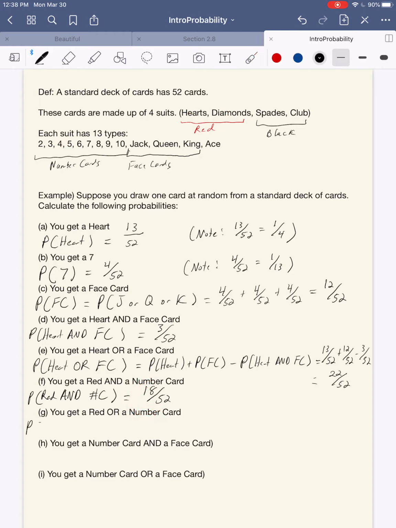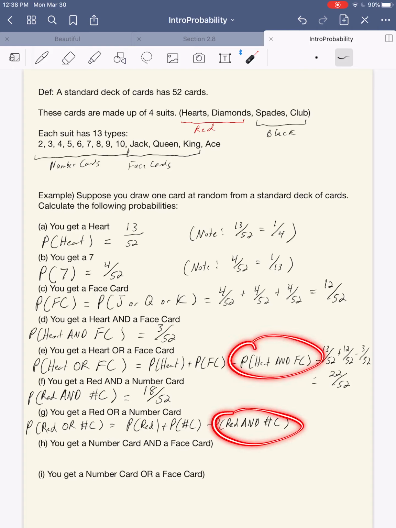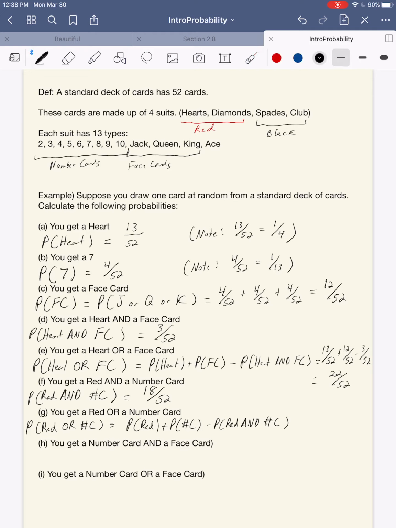All right, let's try to do the OR then. Probability of red or number card. Well, we know that that's going to be the probability of red plus the probability of a number card minus the probability of red and number card. Notice we have to be careful, just like in this one back here, about that overlap, because we just found out that red and number card, there's ways for that to happen at the same time. So we do need to make sure we account for that overlap. So red, well, we haven't done that already, but red should be pretty easy. It's going to be half of the deck, right? So that is going to be 26 over 52.